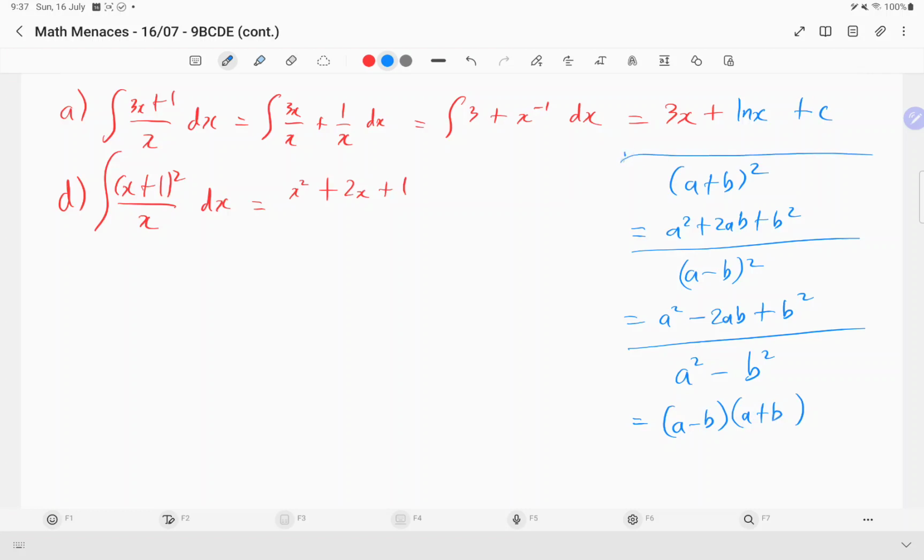Okay. These are the 3 quadratic identities that are quite important. And it's good that you know it, Sarah, because in specialists you use that a lot. Okay. Anyway, so that would be x squared plus 2x plus 1 over x, and then what do?